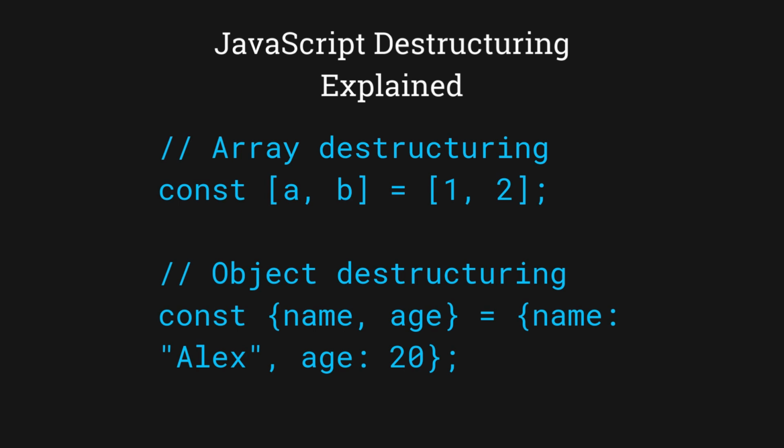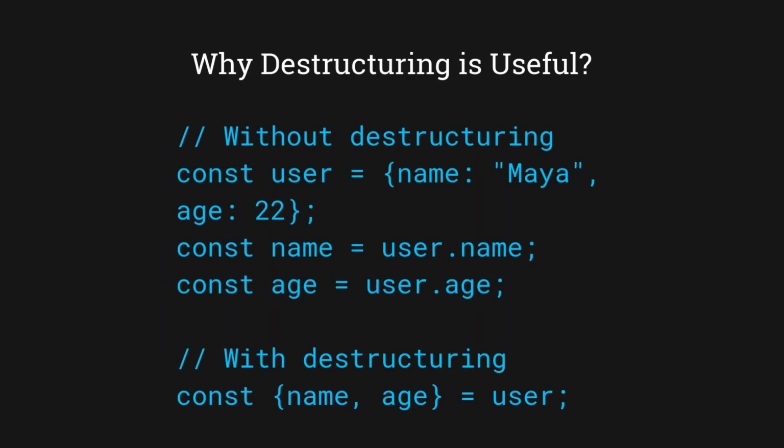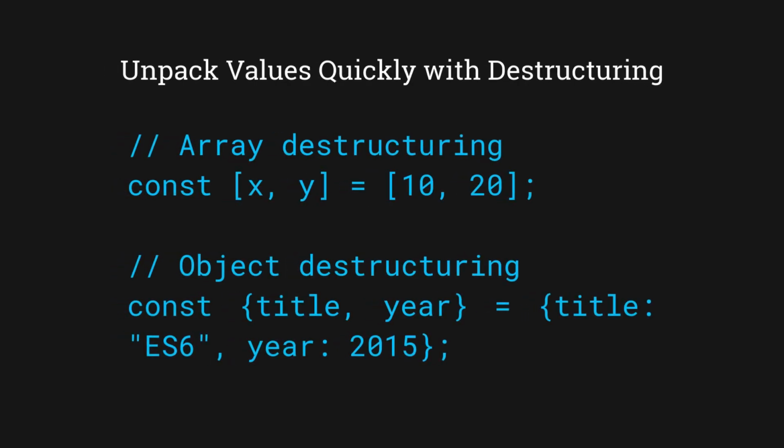Destructuring is a JavaScript syntax that lets you unpack values from arrays or properties from objects into dedicated variables in one clean line. Ideal for naming and using multiple values without repeating. Now let's learn how to unpack values quickly with destructuring: brackets for arrays, braces for objects.